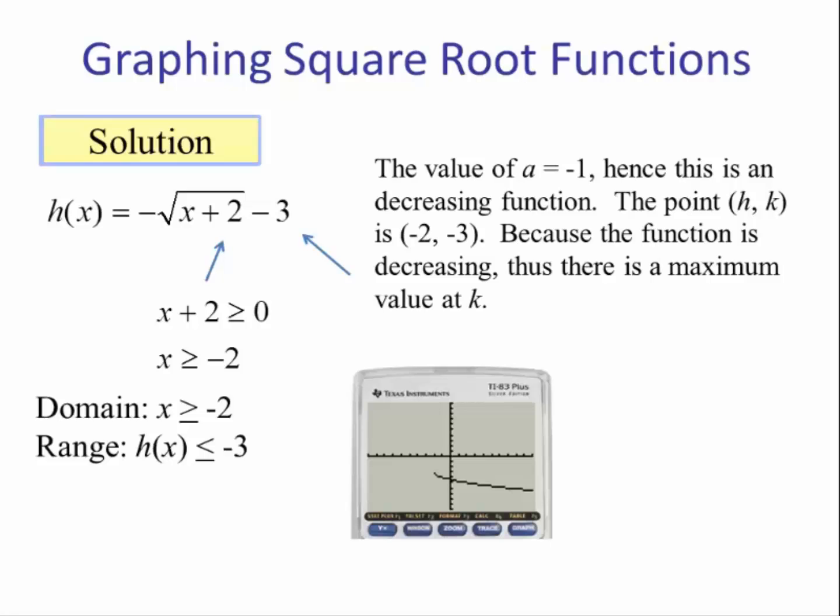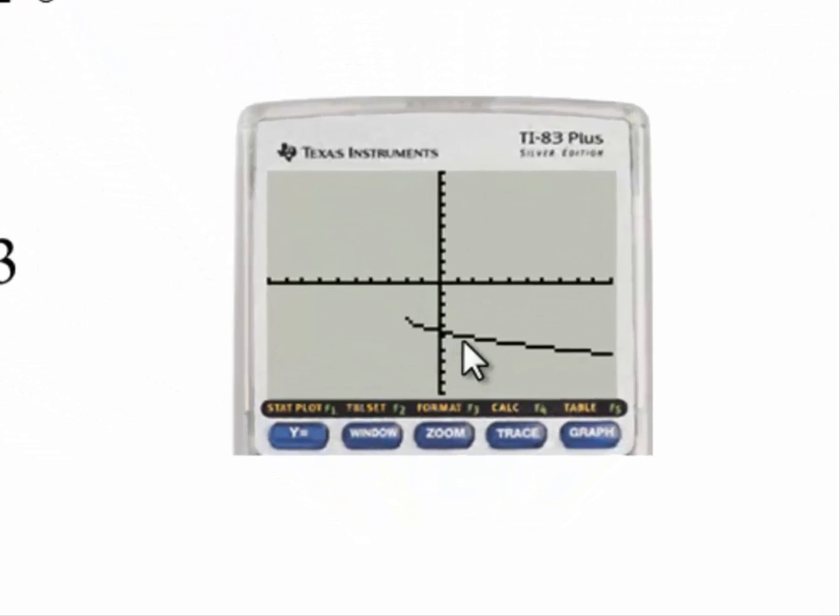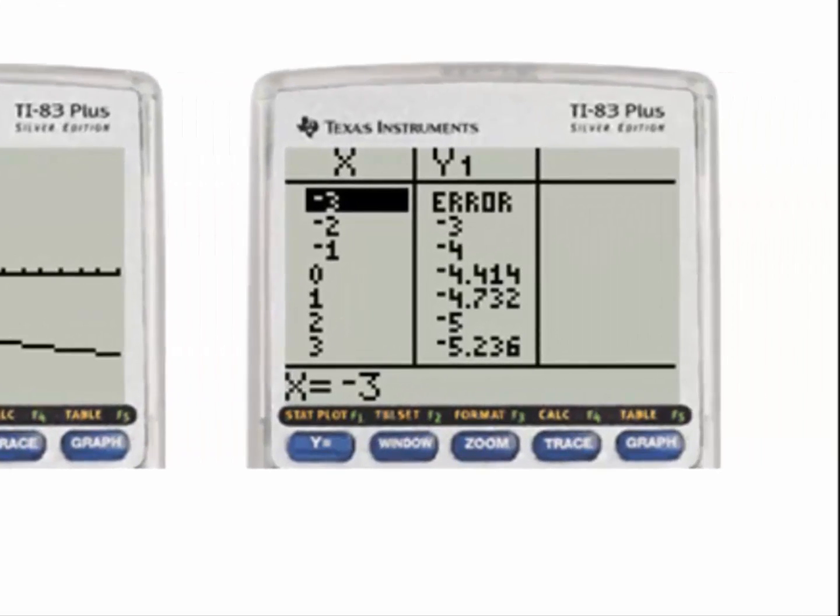We can verify this using the graphing calculator. Here we can see the maximum, and it's decreasing after that. These x values are all possible values in the domain, and these y values are all possible values in the range. We see when x is less than negative 2, we have an error. Negative 3 is not in the domain. The largest value for y is negative 3. After that, the values of y decrease.